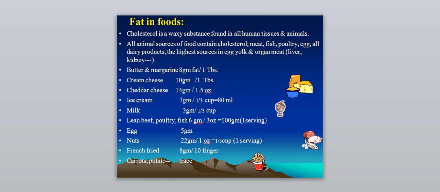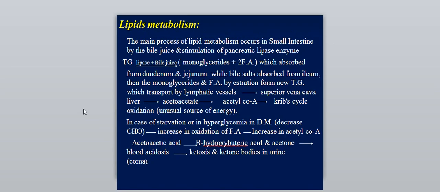The butter and margarine contain 80 grams. We have cream cheese 10 grams per 1 teaspoon, and cheddar composed of 14 grams per 1.5 ounces. Ice cream 7 grams, milk 3 grams, lean beef, fish 6 grams, eggs 5 grams, nuts 22 grams per ounce, and French fries 8 grams. Carrots and potato have a trace of fat.